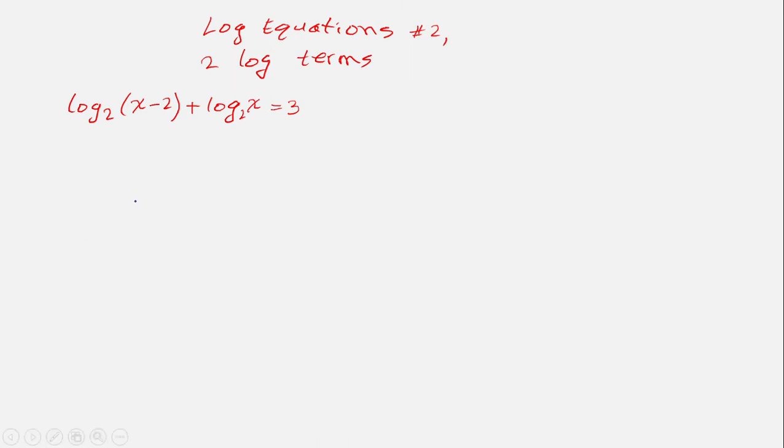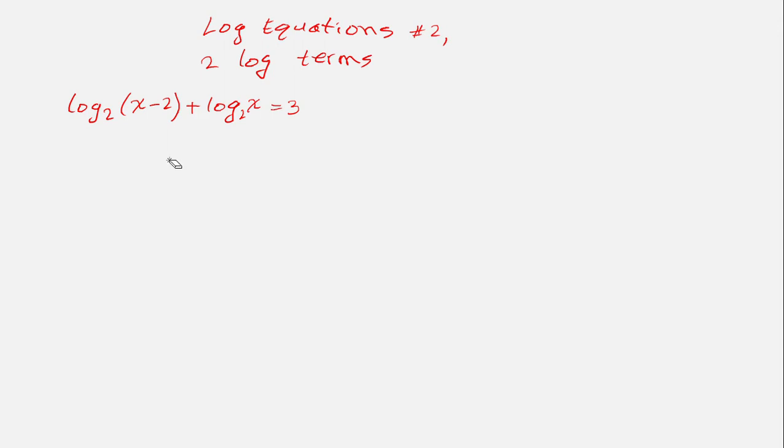Okay, everybody, let's solve another log equation. This time the equation has two log terms instead of one that we had in the previous video. So if we have more than one log term, then we cannot just right away change it to exponential. Instead, we need to put these logs together using laws of logs, properties of logs.